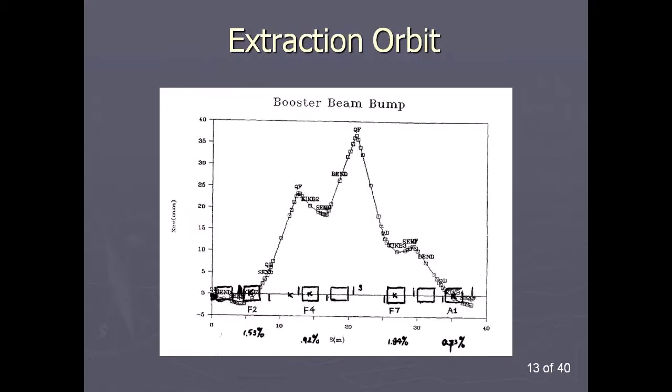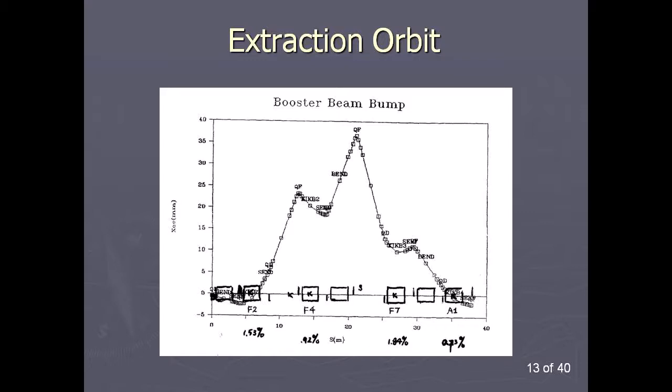Okay. So, for instance, this is a model from an ancient tech note. This is a model orbit distortion from the extraction bump, as calculated. This would be the ideal value. So this is F2, F4, F7, A1. The septum is this S here, so it's meant to peak around the septum. The F3 peaks here. So this is what the beam sees on its last trip, its last turn in the booster.